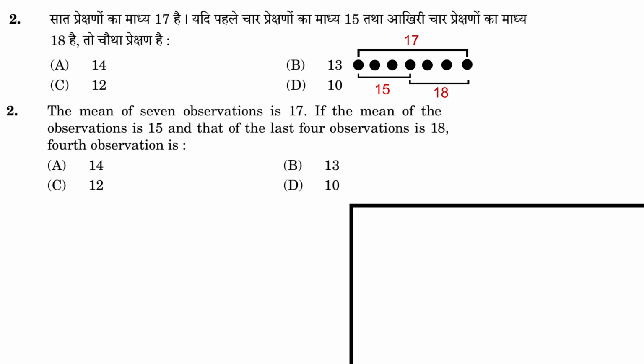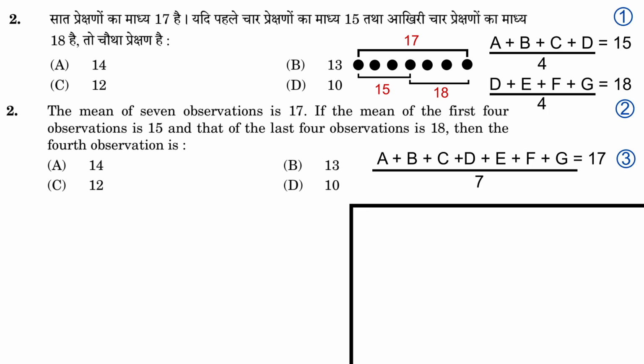So from there, I decided to build some, I guess you can call them simultaneous equations. So we've got equation 1, 2 and 3, and I did that by labeling each observation as A, B, C, D, E, F or G, obviously in order. So for example, for equation 1 we have A plus B plus C plus D divided by 4 is equal to 15. That's because it's the first 4 observations, and we divide it by 4 because we're calculating the mean, and we know the mean is equal to 15.